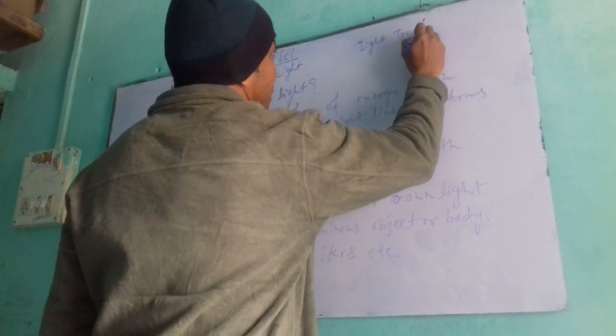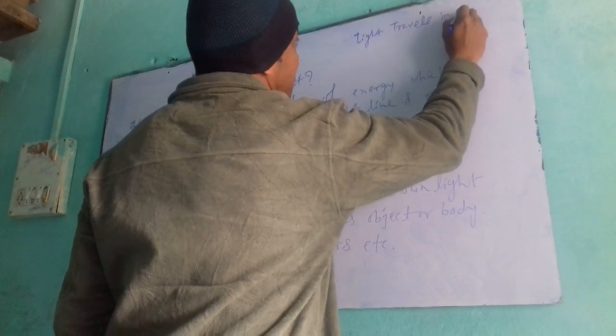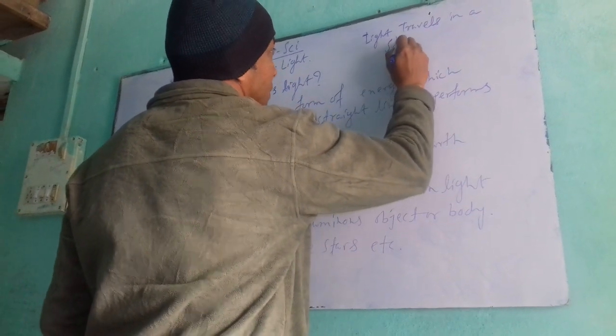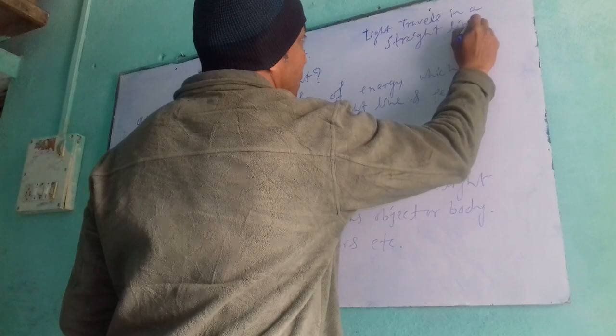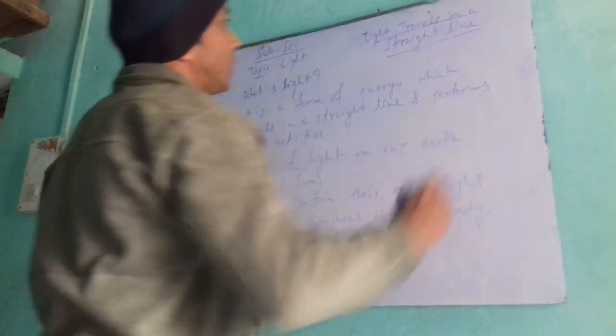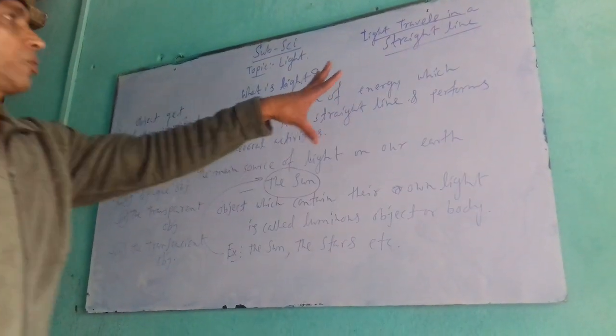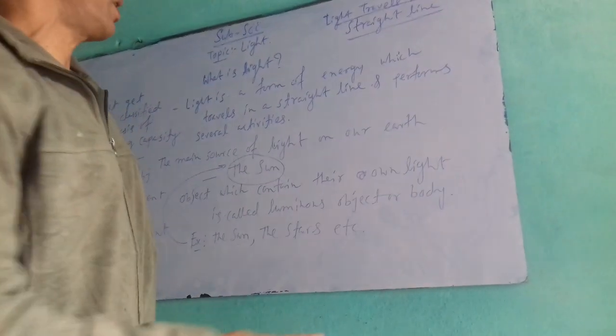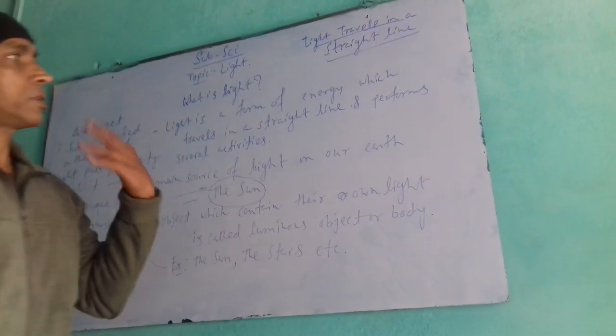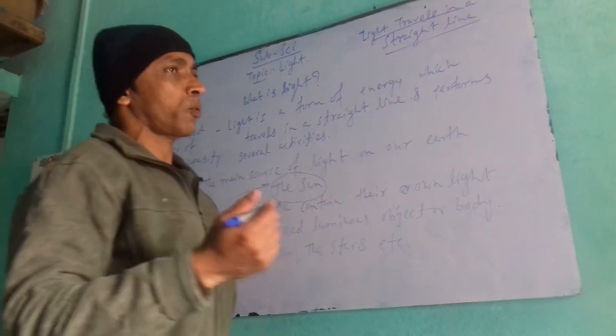Light travels in a straight line. So this is a phenomenon. We know this is a phenomenon, and this phenomenon is known as rectilinear propagation of light. The light travels in a straight line is known as rectilinear propagation of light.